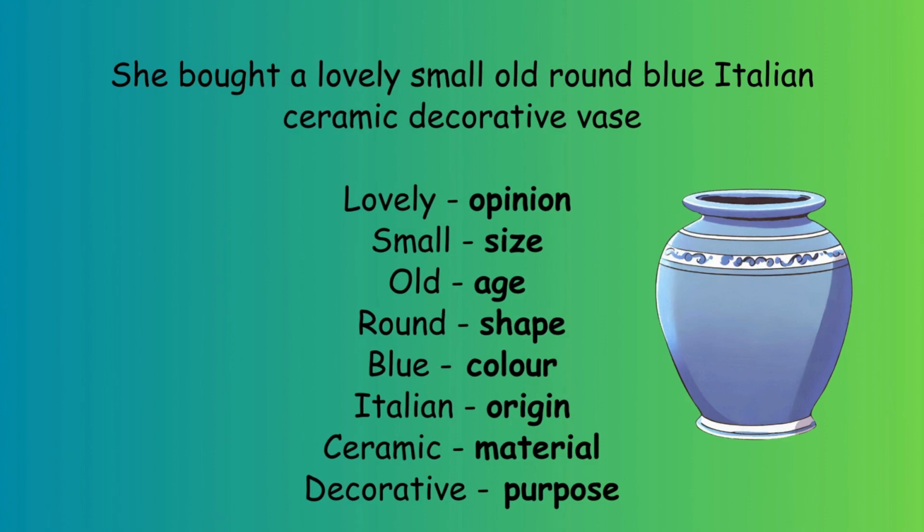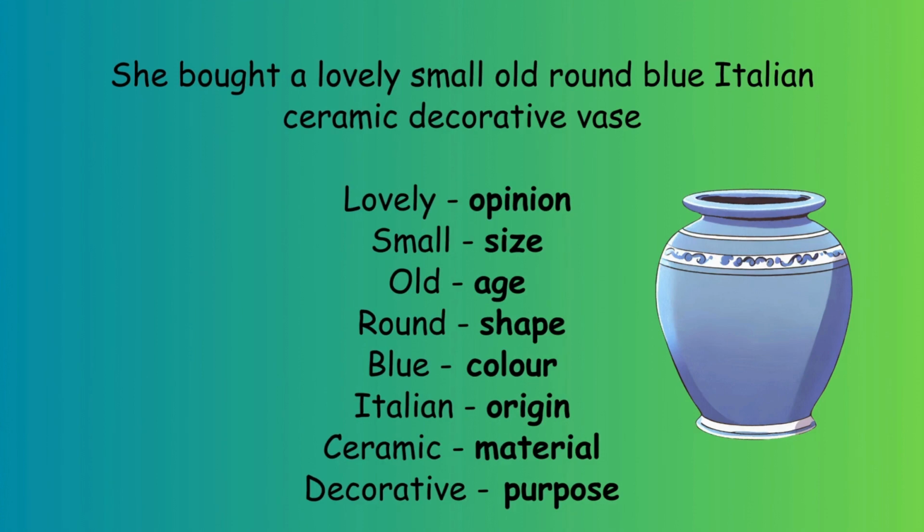We talk about the shape, the color, the origin being Italian, it could be Greek, it could be Chinese. The material from which the vase is made, in this case ceramic, and the purpose of the vase, it's used for decoration, decorative. So the order of adjectives is first opinion, then size, then age, then shape, and so on.